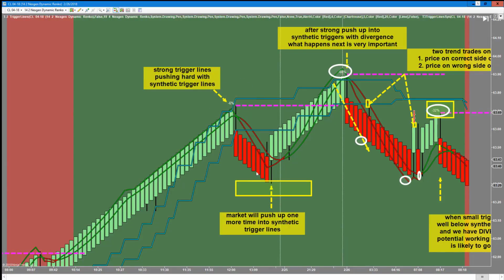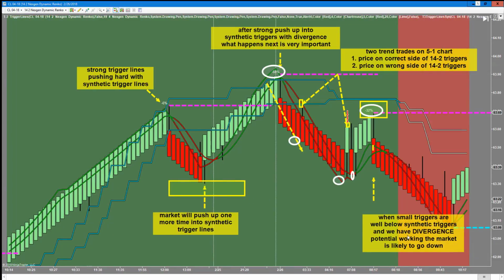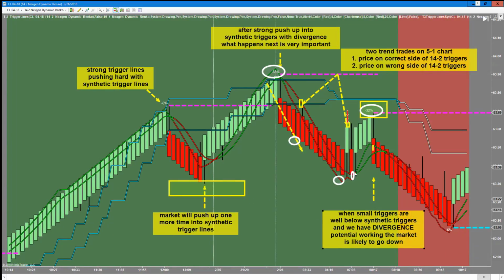So if you have divergence, you're going to make a retracement. If the triggers are still up, you're going to make another push. If during the push you have divergence and the market fails, you usually end up with a reversal to the downside. Now, short-term triggers go up, but location of the trigger lines relative to your synthetic triggers tells us what? That the probability is that the market's going to go down.